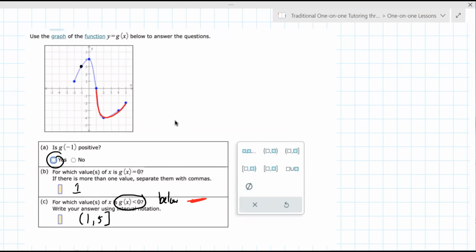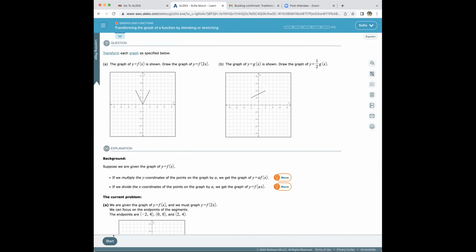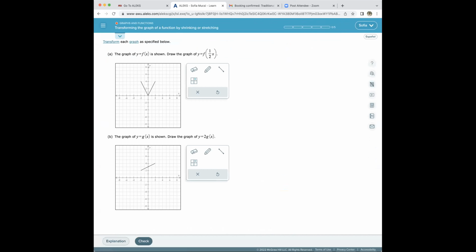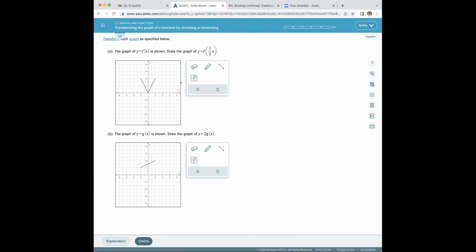Yeah, I will switch to a different topic. Okay, I'll share my screen. And I have this one. It's like stretching or shrinking. Yeah, I kind of get stuck on these ones. Okay, let me snip this in.